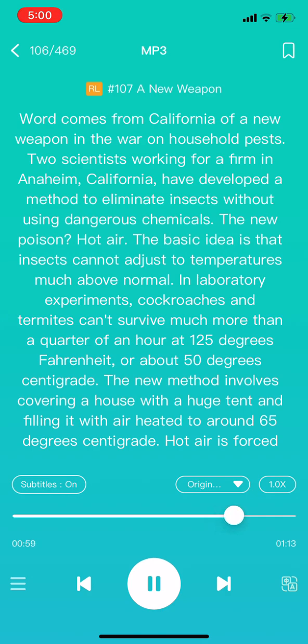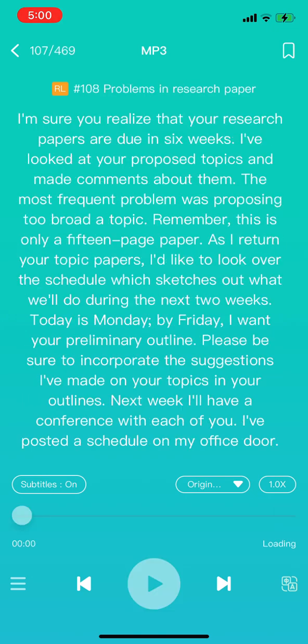Scientists claim that there is no danger of fire either, since very few household materials will burn at 65 degrees centigrade. In fact, wood is prepared for construction use by drying it in ovens at 80 degrees centigrade, which is substantially hotter than the air used in this procedure.